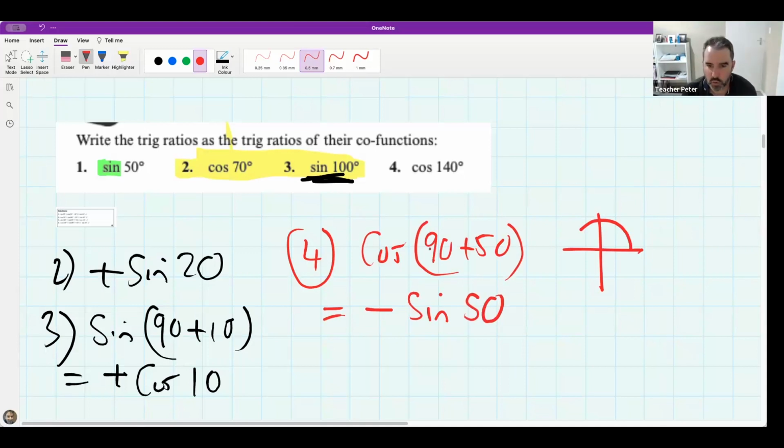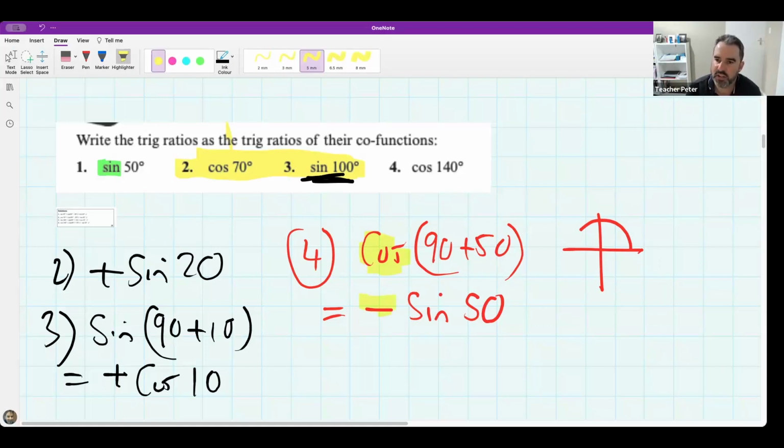Now, the things to watch out for are whether something is positive or negative comes from the original ratio. So you don't ask, that's important. Like this comes from the original ratio. And then the other thing is to remember that we're using the 90 instead of the 180.